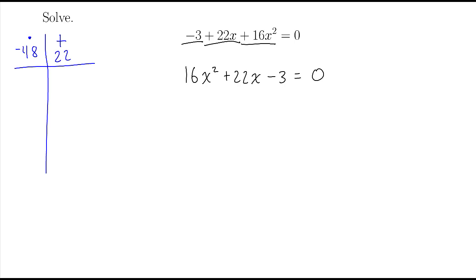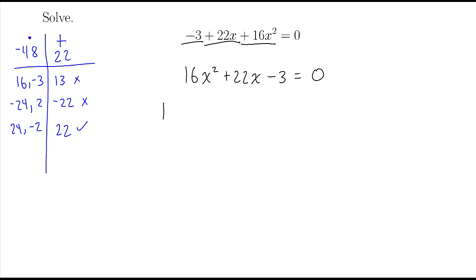Well, the first numbers I'm going to try are 16 and negative 3, because I'm given those. 16 and negative 3 multiply together to be negative 48, but they add together to be 13, so that's not good. The next ones I'll try will be negative 24 and 2. Negative 24 times 2 is negative 48. Those add up to negative 22. Okay, that's close, not quite what I need. Let me flip my signs. 24 and negative 2. Those multiply together to be negative 48, and they add up to positive 22. Those are the numbers that I need.